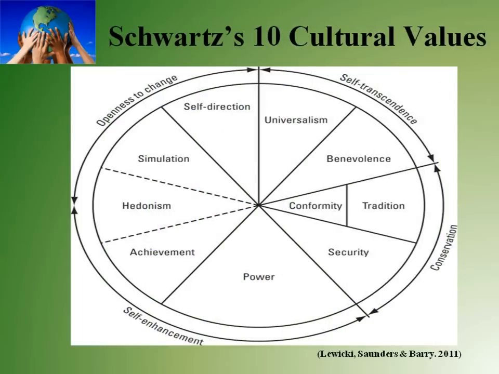Schwartz's 10 different cultural values are shown within the graph. In the self-transcendence area, you've got universalism and benevolence. In the conservation area, you've got conformity, tradition, and security. In the self-enhancement area, achievement, power, which slides over into hedonism and stimulation. The openness to change includes, again, stimulation and self-direction. It's a continuing circle, and we do not always fit in one category or another, of course.